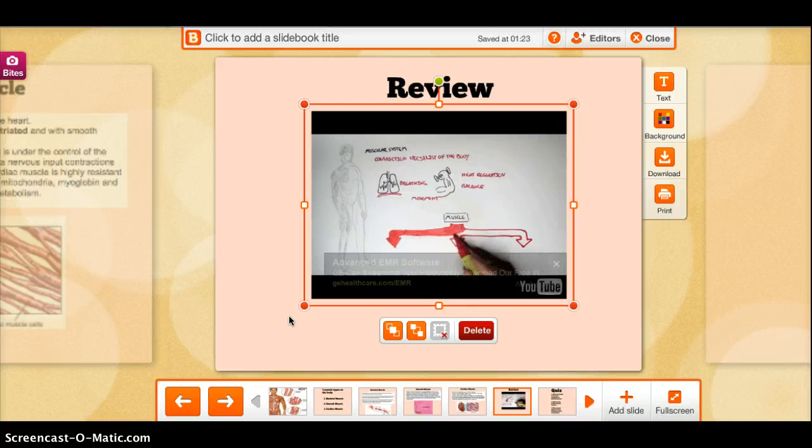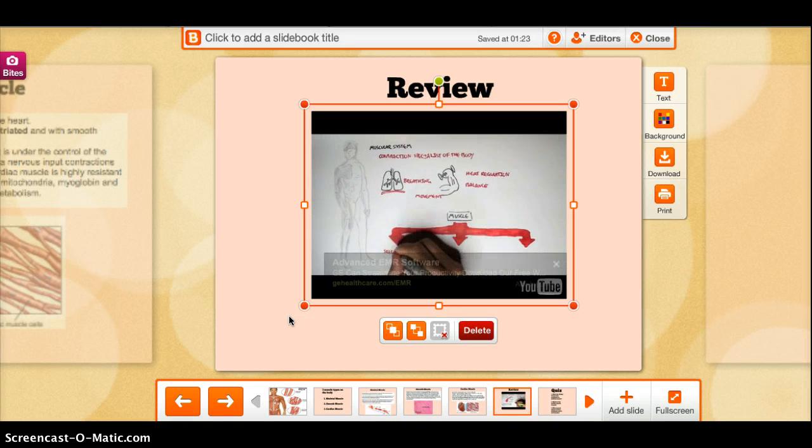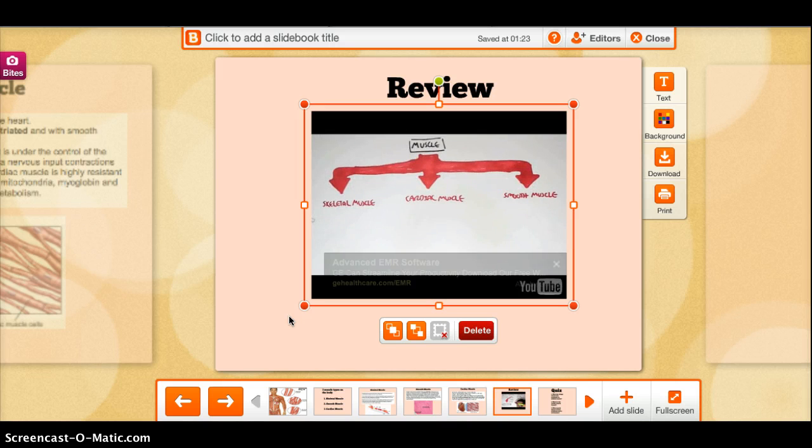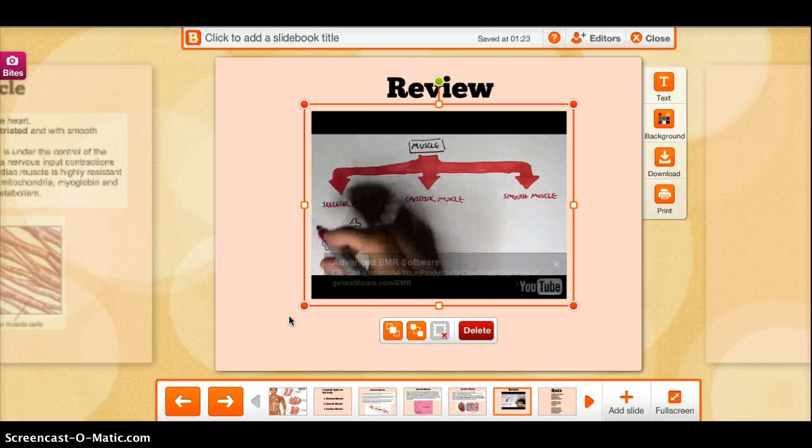Now, there are three types of muscles. There is the skeletal muscle, cardiac muscle, and smooth muscle. We'll begin with looking at skeletal muscle just briefly. Now, skeletal muscle is essentially the muscle which we require when we move and when we lift things up.